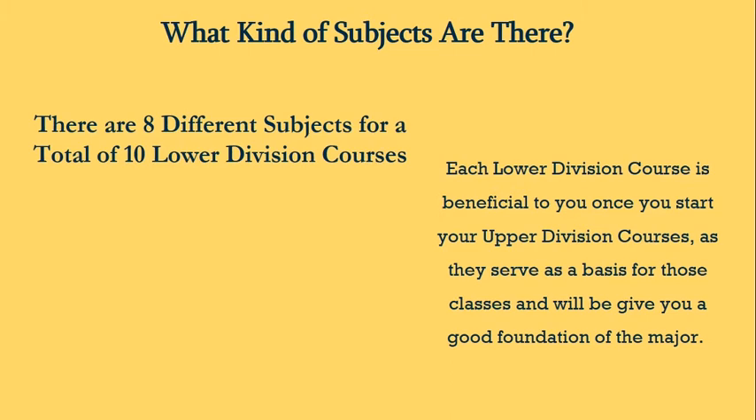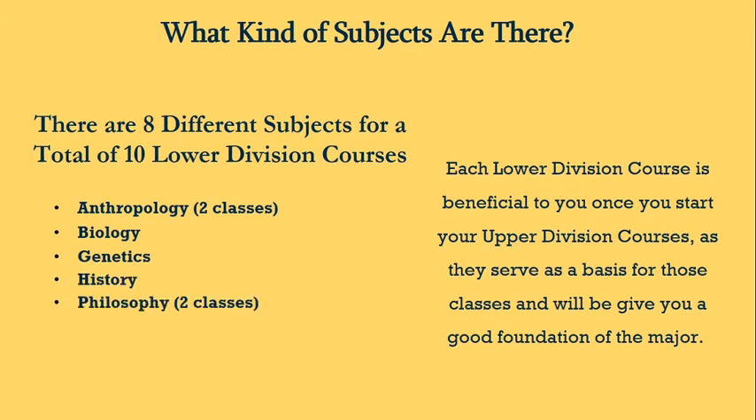There are 8 different subjects for a total of 10 lower division courses. These subjects include anthropology, biology, genetics, history, philosophy, physiology, psychology, and statistics. Please refer to the major evaluation form or the general catalog to learn more info about the available classes.